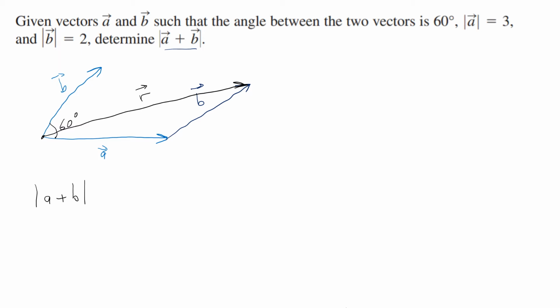Now, in order to find the magnitude of A plus B, I need to realize first what I know about this vector. I know the magnitude of A, which is 3. I know the magnitude of B, which is 2. And I also know the degree between them. Here, because this is 60 degrees, I can put this as 120 degrees right over here. So I also know the degrees between them.